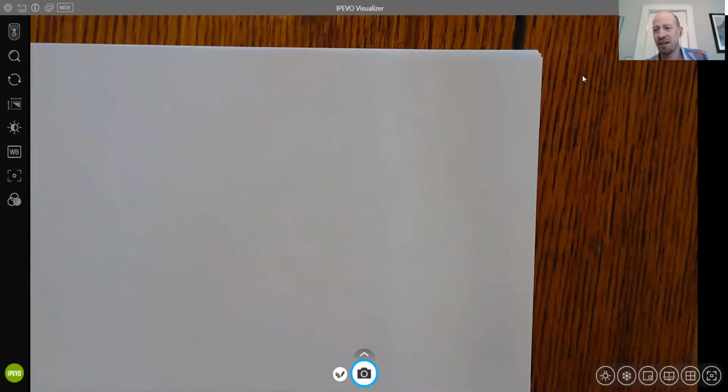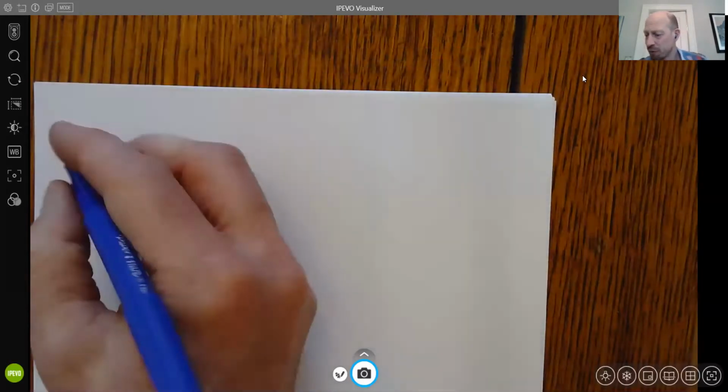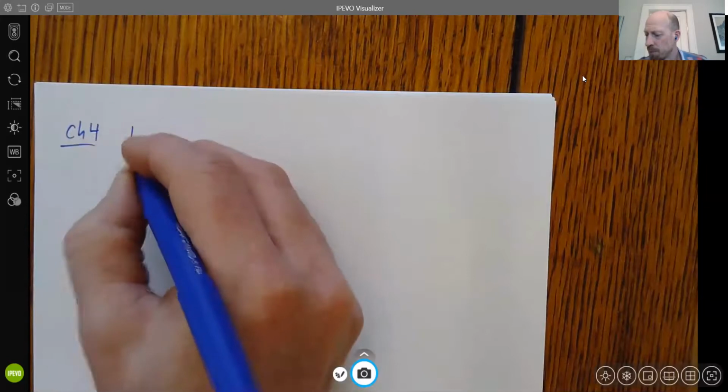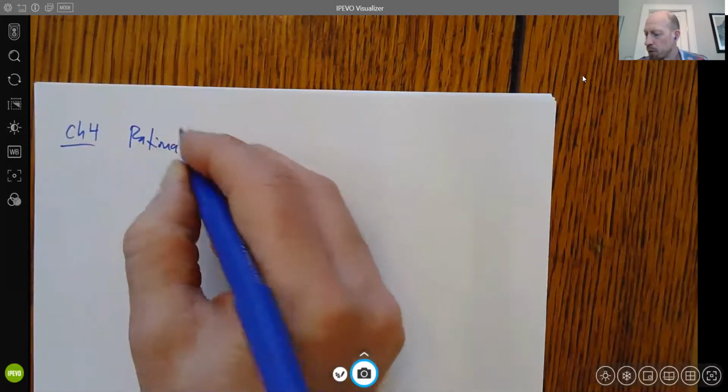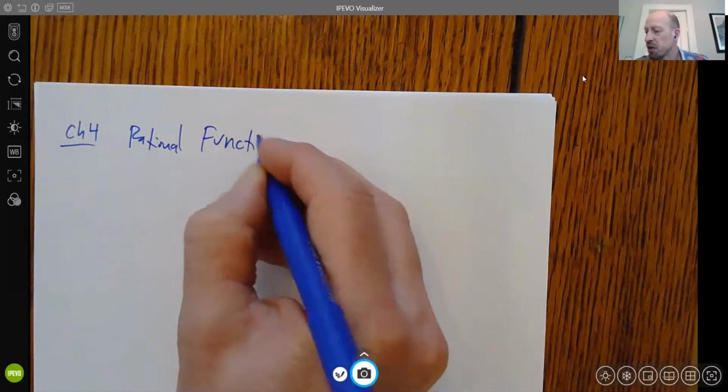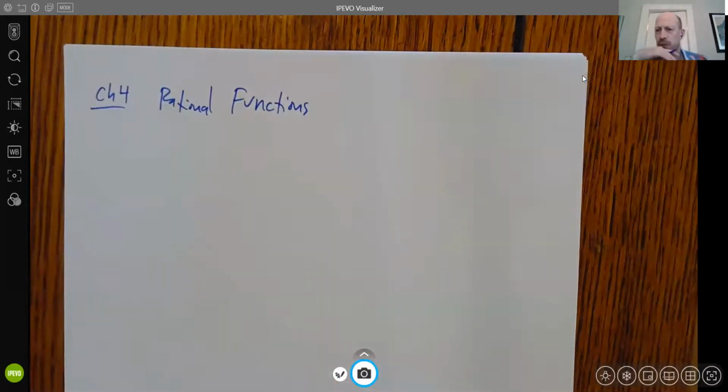Yeah, okay. Let's talk about that. Let's introduce the idea that we're working on here in chapter 4. There are some similarities between chapter 4 and chapter 3. Chapter 3 was focused on polynomials, and we learned some things about zeros and x-intercepts. That information still holds true with rational functions and other types of functions too.